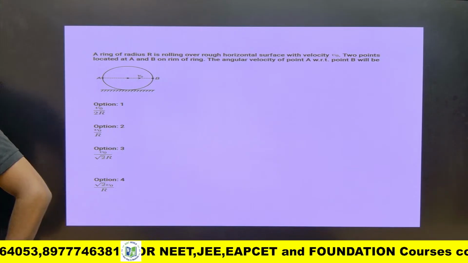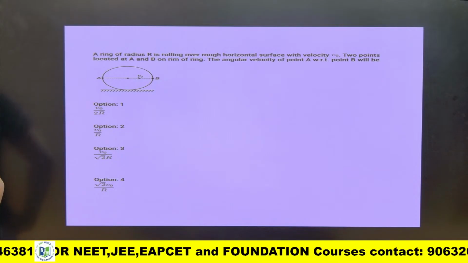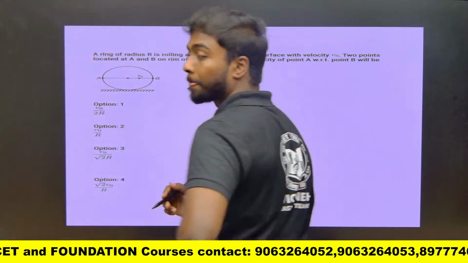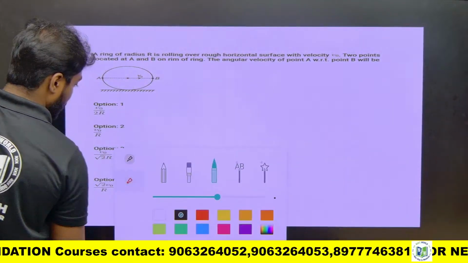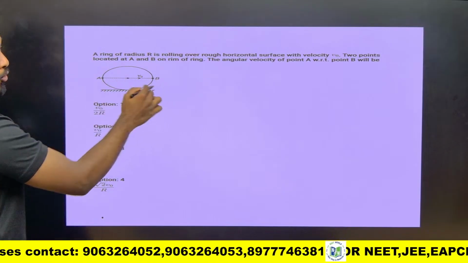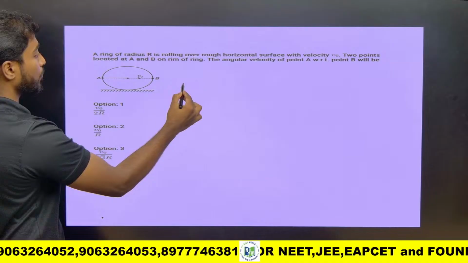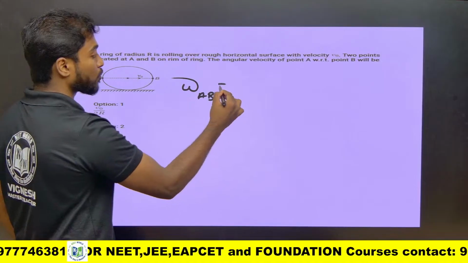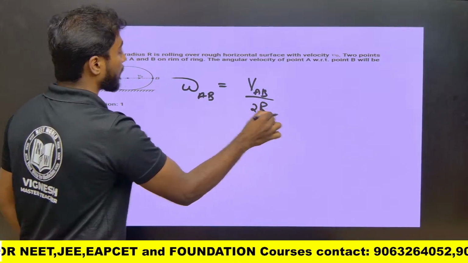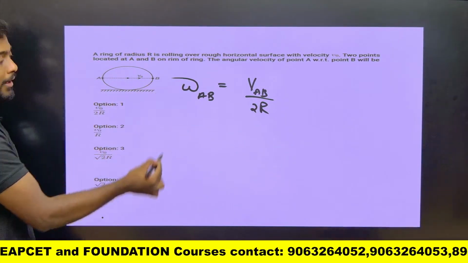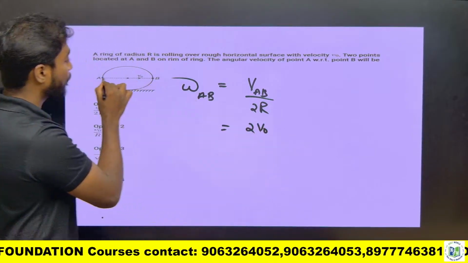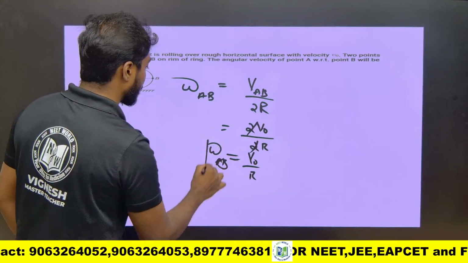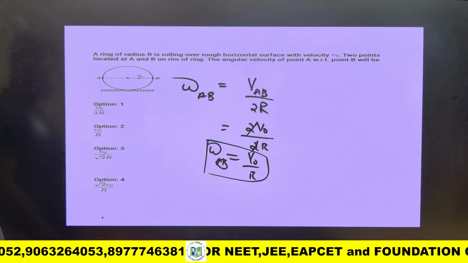Okay, we'll see the answer. From this point to this point, the relative velocity I'll take as 2V, and omega, the angular velocity of A with respect to B, should be equal to VAB by 2R, because from this point to this point it's R, and from this point to this point it's R again. So 2V naught by 2R, which gives V naught by R as the answer. This is the answer, option 2.